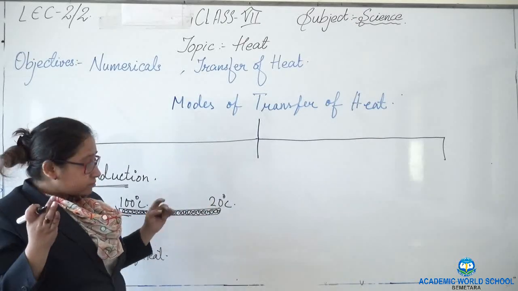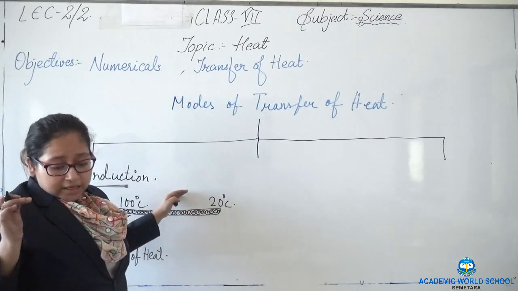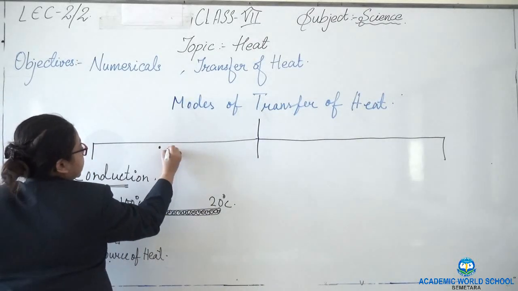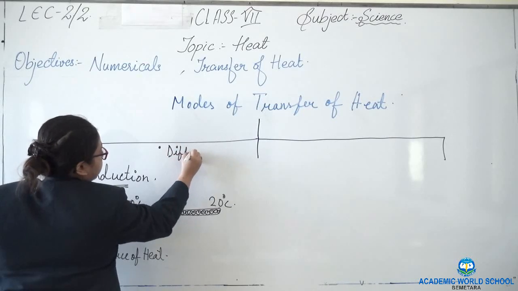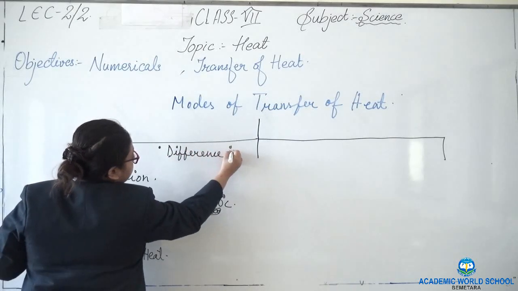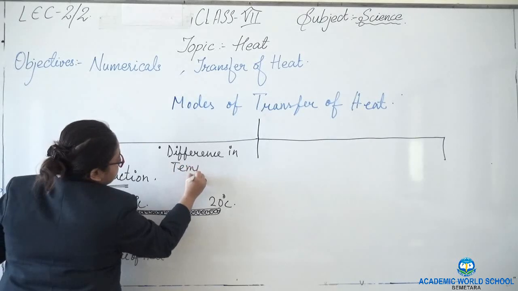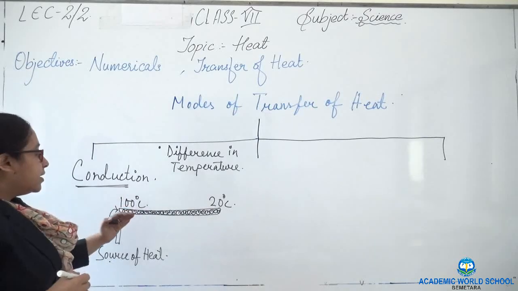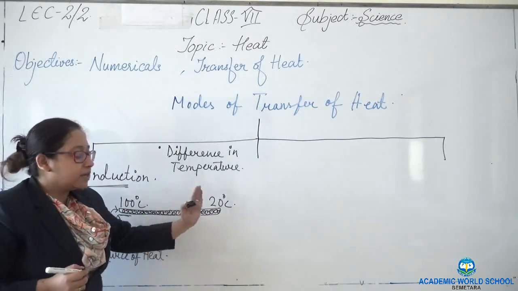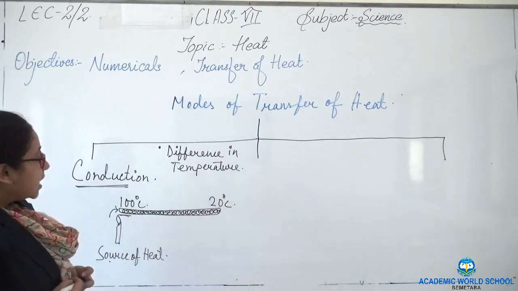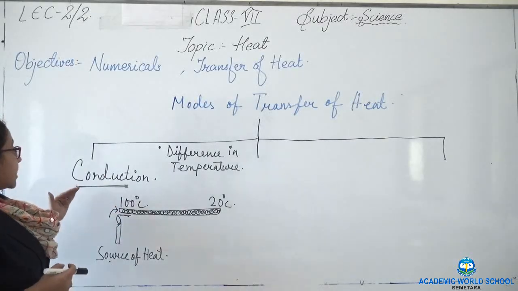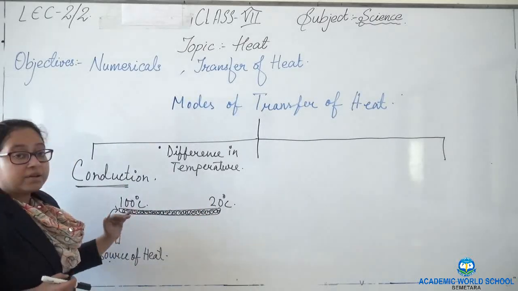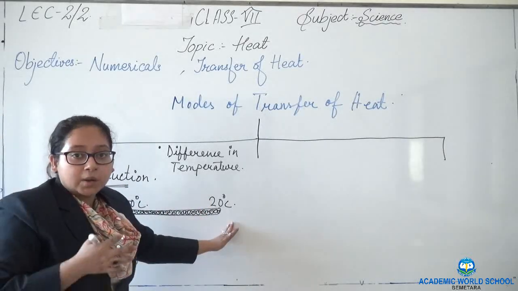For conduction to take place, the first thing it requires is difference in temperature. Difference in temperature. So here it's 100 degree and here it is 20 degree. Now, what did I say? Here heat flows from hotter body to colder body. So here 100 degree means it is hotter, and here this is colder region.